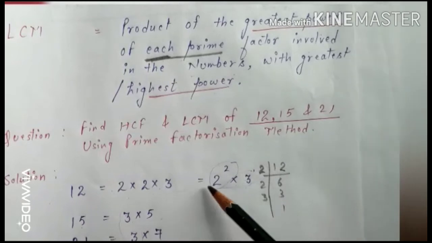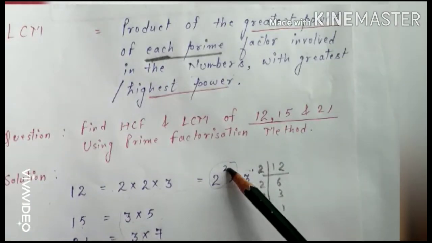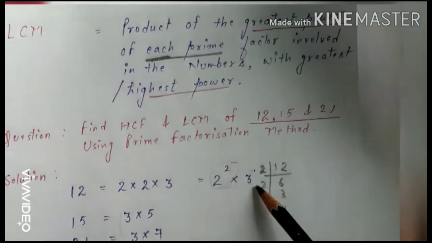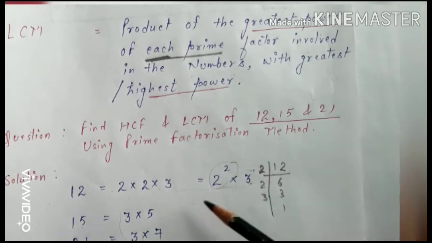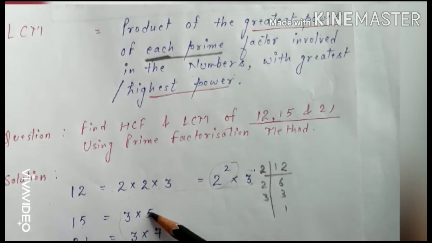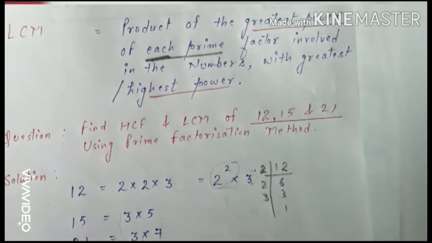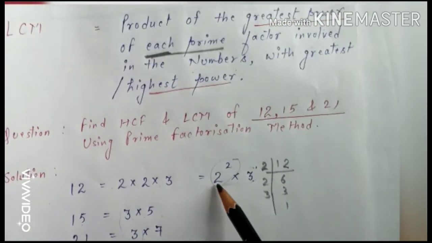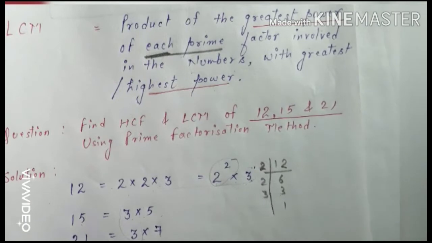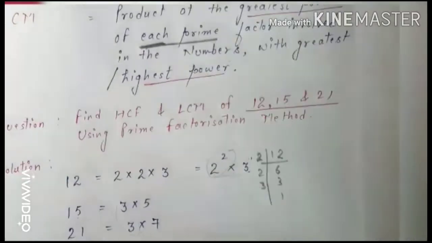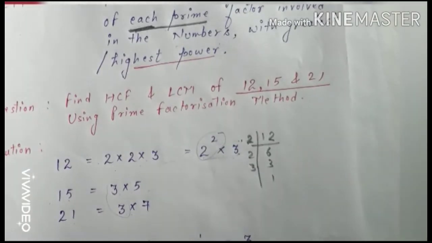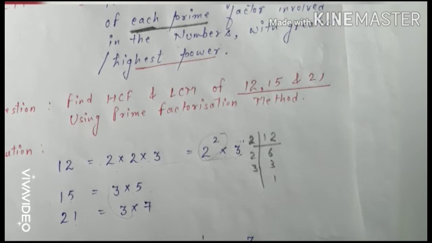So that means 2 power 2, the highest power of 3 is 3 power 1, the highest power of 5 is 5 power 1, and the highest power of 7 is 7 power 1. That means the LCM will be 2 power 2 multiplied by 3, 5 and 7. When we solve this, we get 420. So the LCM of 12, 15 and 21 is 420.